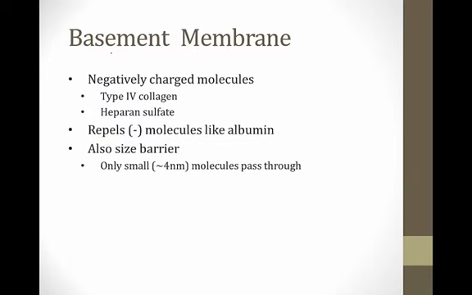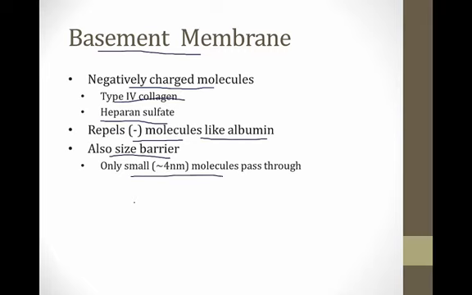The next layer is the basement membrane, and one of the most important features of this layer is that it is made up of negatively charged molecules. It contains type 4 collagen that is wrapped in a substance called heparan sulfate, which is negatively charged. As a result, the basement membrane repels negatively charged molecules like albumin. It also serves as a size barrier and only allows small molecules to pass through.